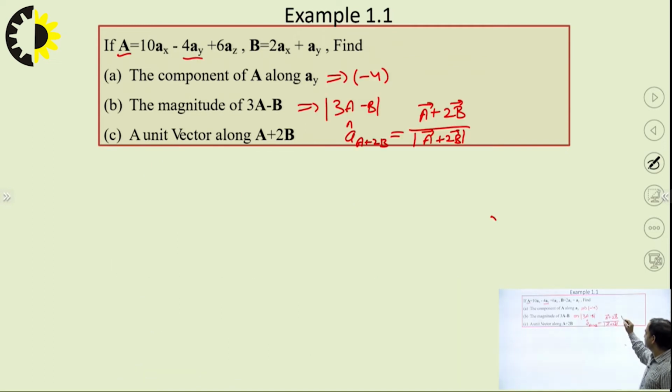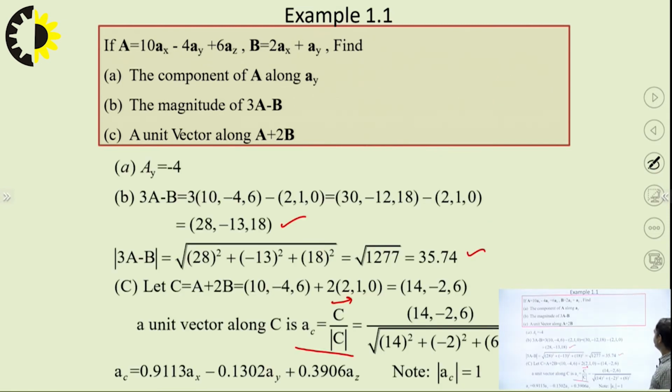This is nothing but they are representing the C. So in place of this we are writing the C. So C is A plus 2B. So when you solve this and then take the magnitude of this value, then the resultant will be this much.